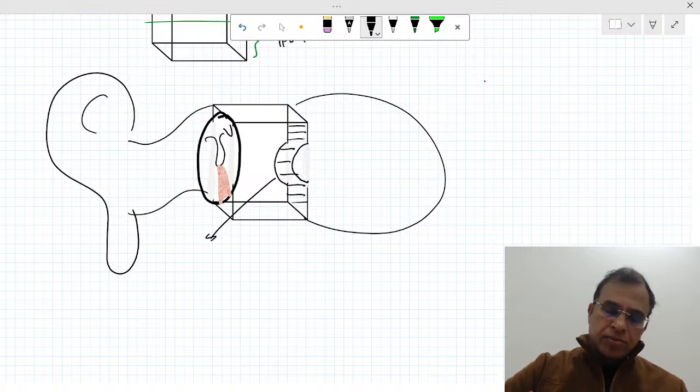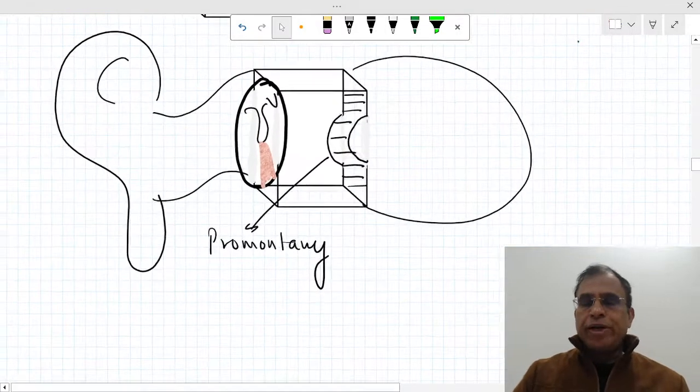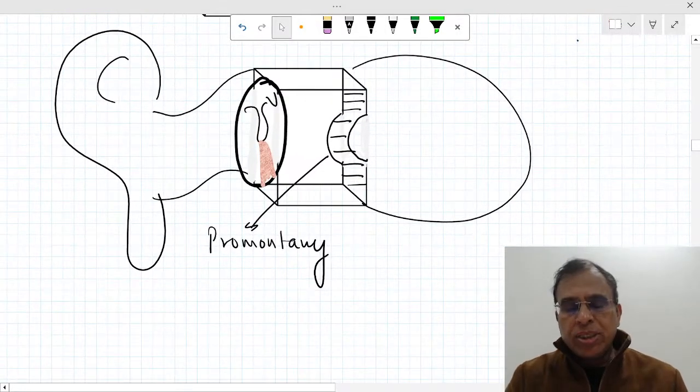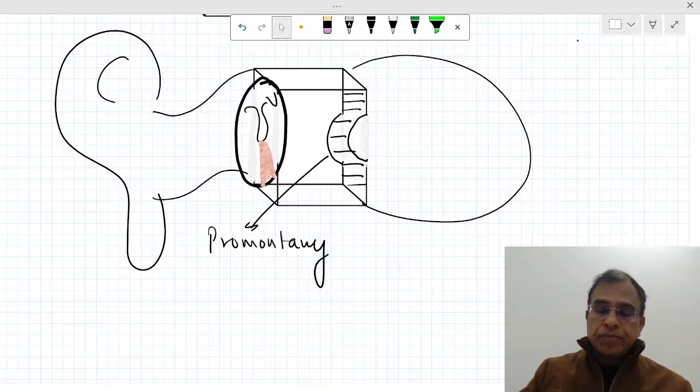What is the name of this bulge? It's called promontory. It's a very popular name; I'm sure most people know it. Promontory is the bulge on the inner wall of the middle ear.